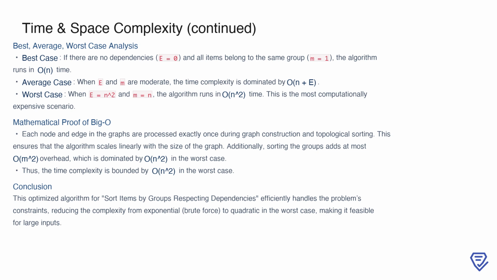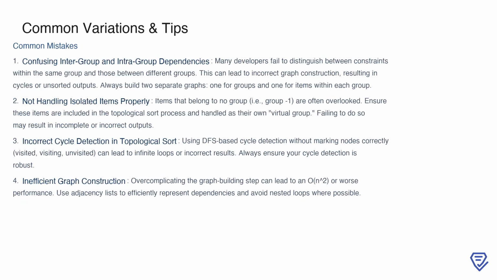One common mistake in this problem is confusing intergroup and intragroup dependencies. Intergroup dependencies define the order between entire groups, while intragroup dependencies deal with the order of items within the same group. Failing to differentiate between the two can result in an incorrect graph structure, leading to cycles or invalid outputs. To avoid this, it's crucial to construct two distinct graphs, one that captures the dependencies between groups and another that handles the relationships among items within each group.